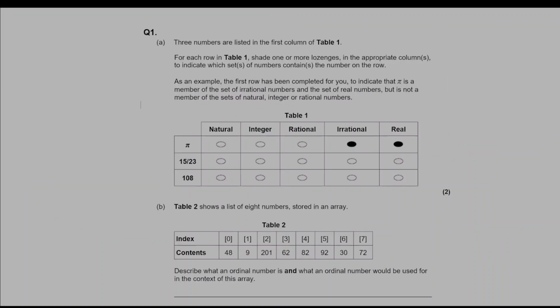Okay, next up is a typical kind of question that can come up in AQA exams. I'll leave that on screen for you.